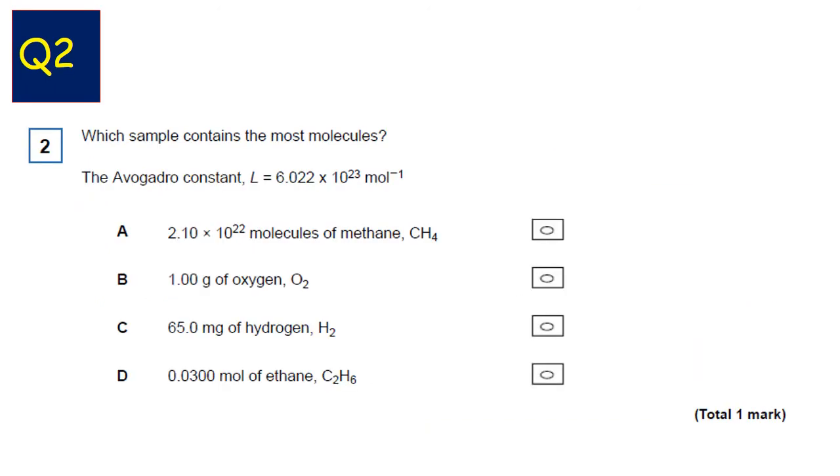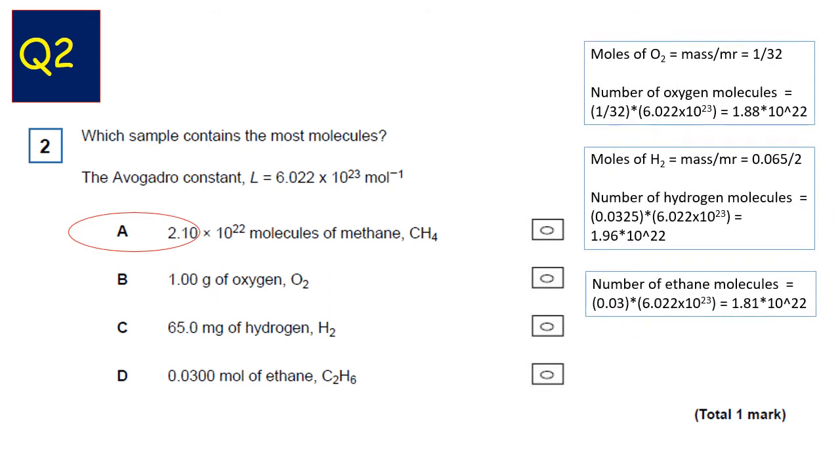Question 2, which sample contains the most molecules? So you're going to have to work out the number of molecules for all of them. So you need to know the moles of everything if we've not already been given the molecules. So the answer is A, but you do need to check the other ones to verify it. Answer A is given as molecules, so we don't need to do any converting. But B, we need to convert into moles. C and D, the same process. You can see that on the slide there, and we can see that A has the most.